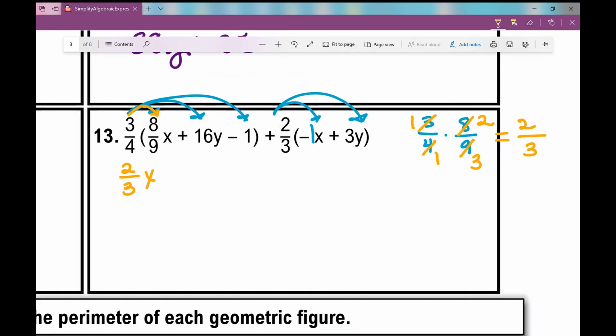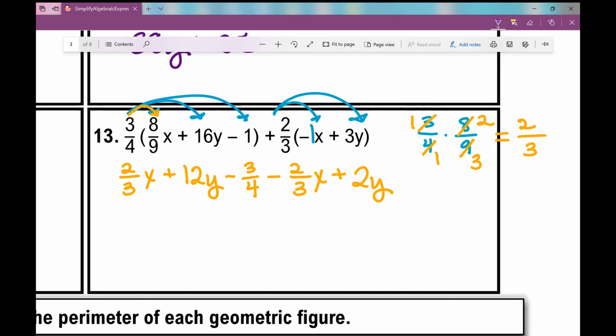And now 3/4 times 16y. If you want to pause the video and do that now, you can. But I'm going to tell you what it is. It's 12y. That is 3/4 of 16. 1/4 of 16 is 4. So 3/4 of 16 is 12. 4, 8, 12. Then 3/4 times negative 1 is negative 3/4. In our next set, 2/3 times negative 1x is negative 2/3 x. 2/3 times positive 3y is positive 2y. So now we've removed our parentheses.